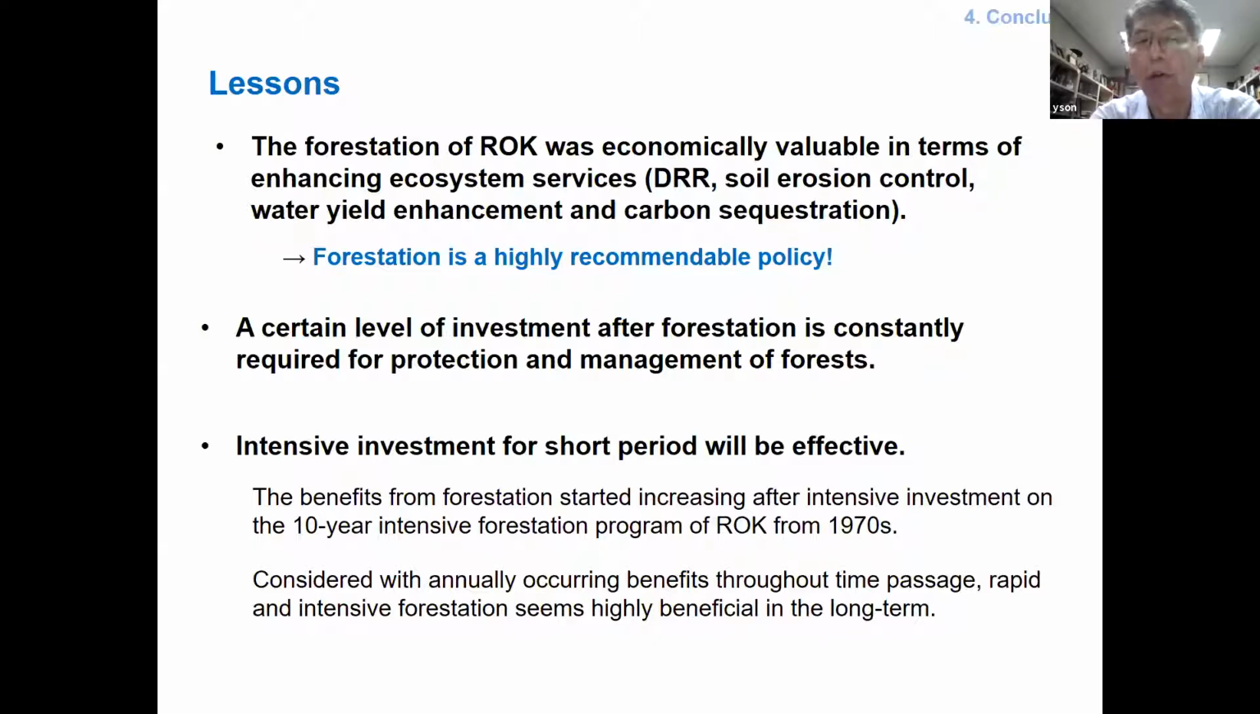Considered with annually occurring benefits throughout time passage, rapid and intensive reforestation seems highly beneficial in the long term. If you decide to do reforestation, rapid and intensive action would be highly beneficial in the long term.